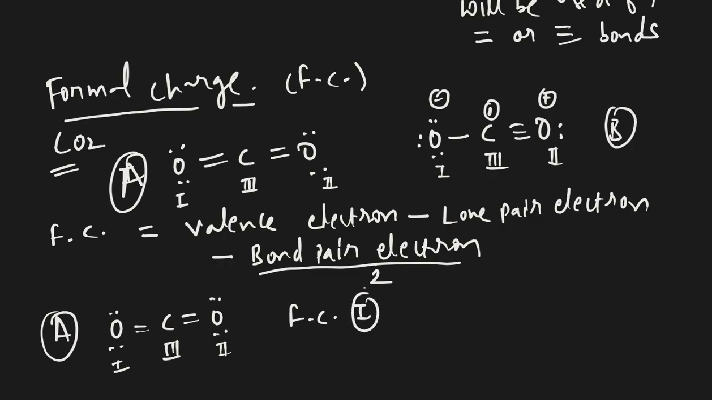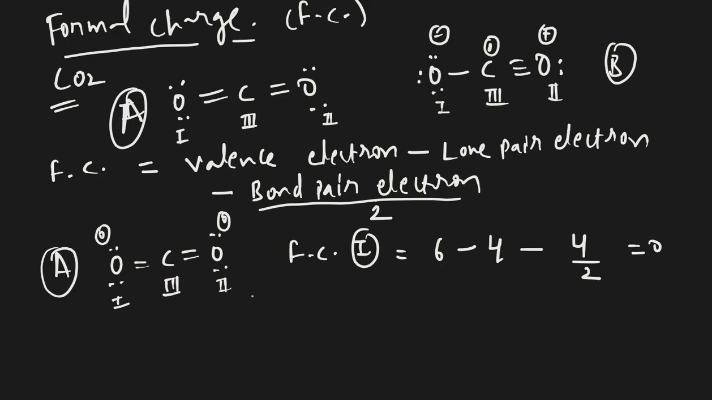This oxygen. The formula is valence electron. So we know that for oxygen the valence electron is 6, minus lone pair electron. So how many lone pairs are there? 1 2 3 4, minus 4, minus bond pair electron. How many bond pair electrons are there? 1 2 3 4. For each single bond we have to count it twice. So for this 2, for another bond 2, so total 4, and there is another divide by 2 also. So how many charges are there? 0. So that means there is 0 charge on this. And you can see first and second are similar, so this will also have 0 charge, right?